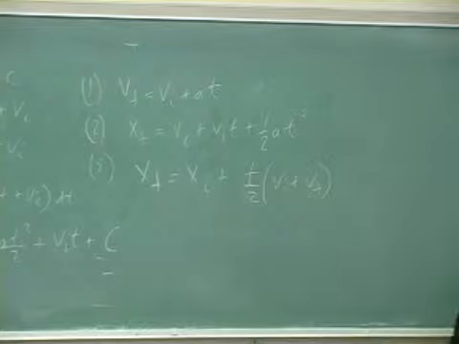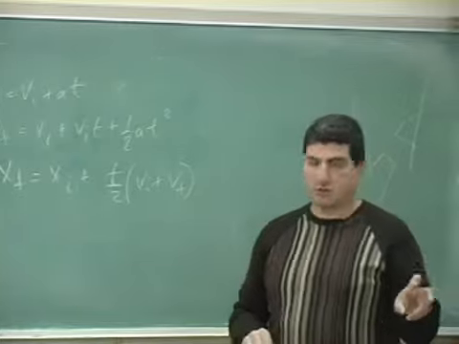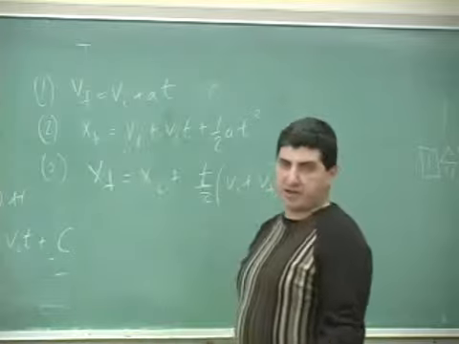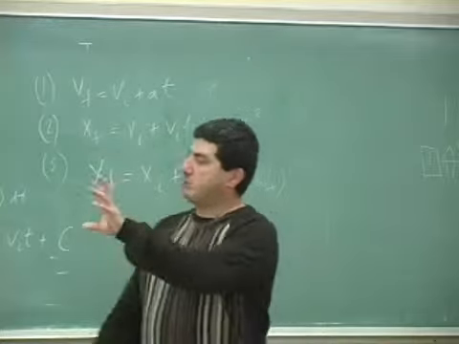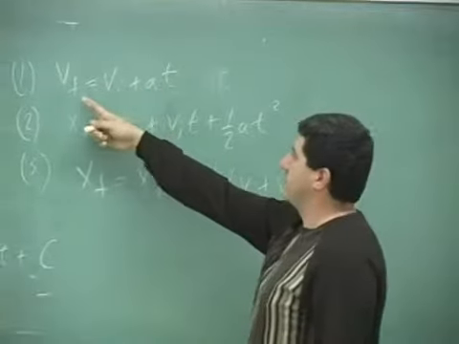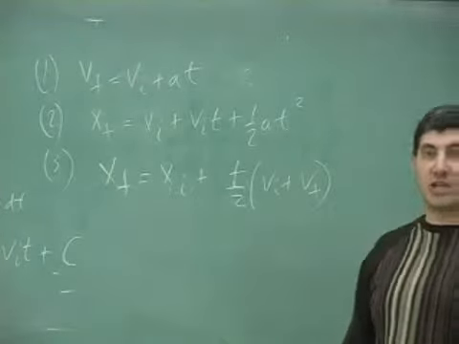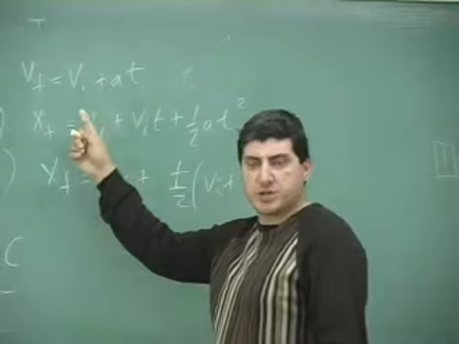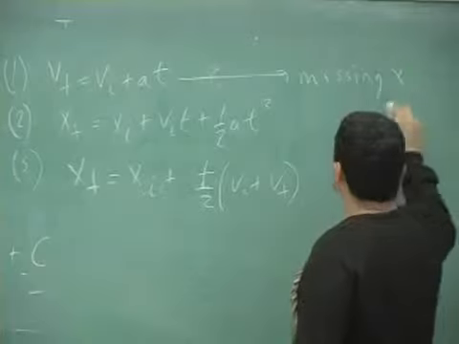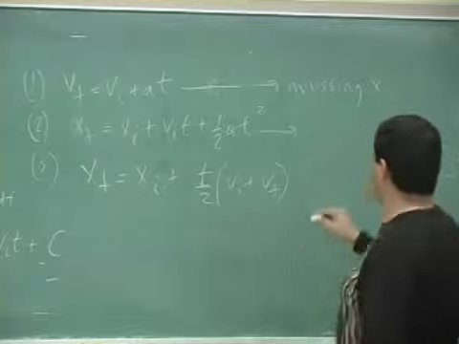And now notice each of them has a particular advantage. For example, in the first one, the advantage is there's no reference to x. So if they've given you v initial, a and t, and they want you to solve for v final, that's the quickest way to do it. If you're not given x and you don't care what x is, the first equation is the best one to use. So this one is missing x. This one is missing what? V final.